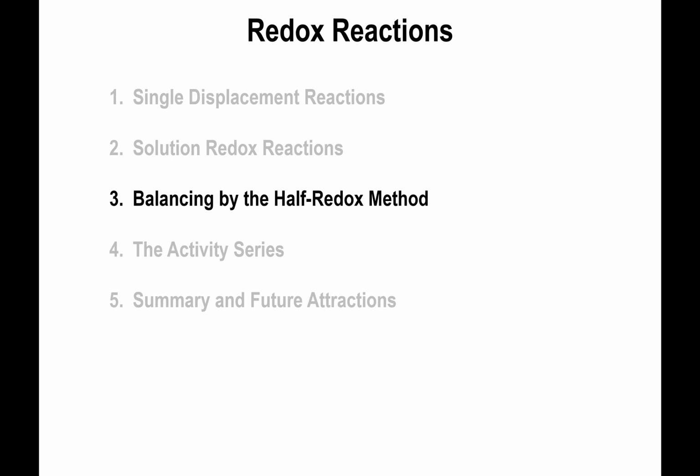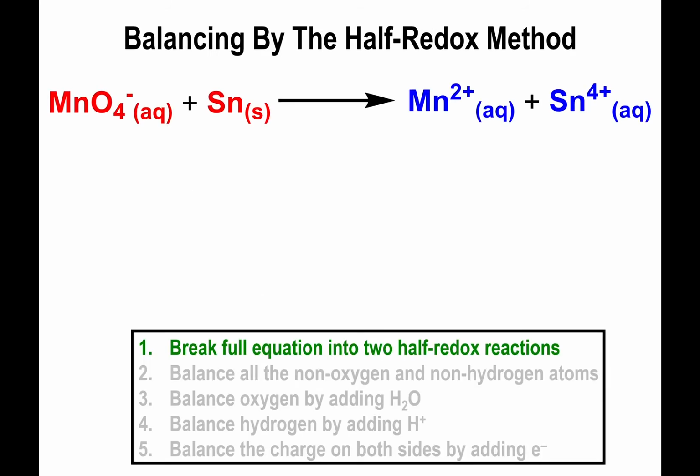Alright, let's go over the second example of how to balance redox reactions by the half-redox method. We have permanganate reacting with elemental tin, forming manganese 2 plus and tin 4 plus. Alright, so we're gonna once again balance this equation by the half-redox method.